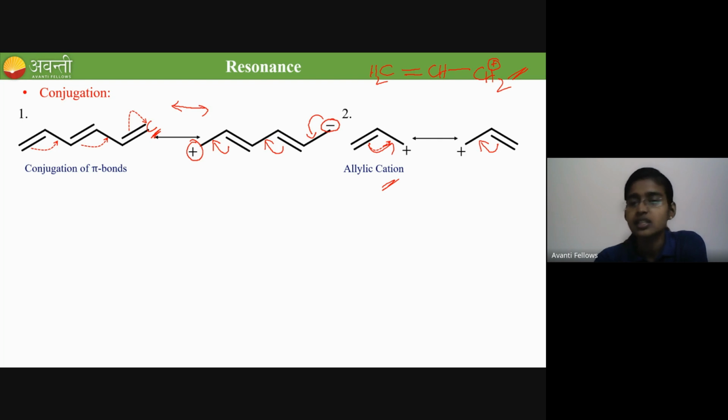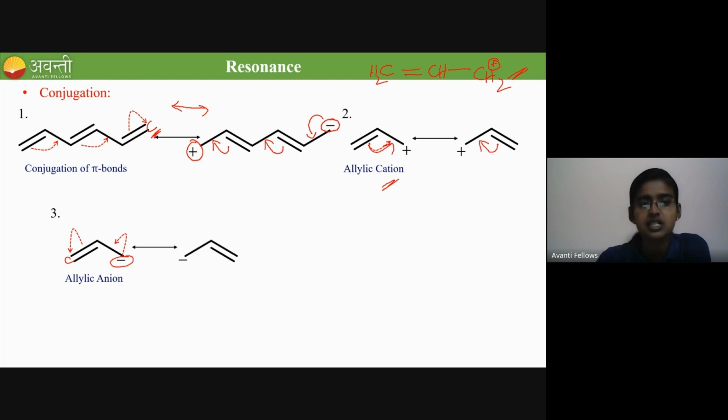Okay. Then the third type of system is allylic anion. In allylic anion also you can see there is a shifting of pi electrons. So how does it get shifted? This negative charge is moving towards this particular bond and the pi electrons located here are moving towards this carbon. Got it? Because of this, we get one more structure which you can see on the screen. Then again this pi electron comes back here and this goes back to this carbon to give the first structure again. Got it? So this is how resonance happens in allylic anion.